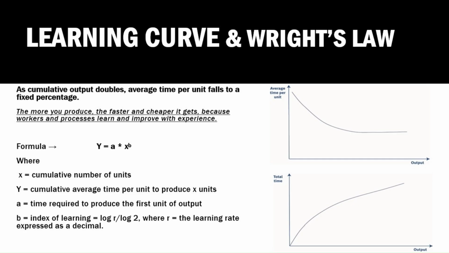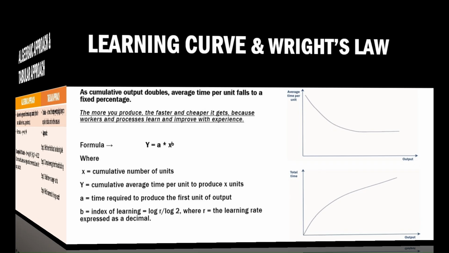Formula: y equals a times x to the power of b, where b equals the log of r over the log of 2, and r is the learning rate. A equals time for first unit and x equals cumulative units. So an 80% learning rate means each time output doubles, average time drops to 80% of the previous level.